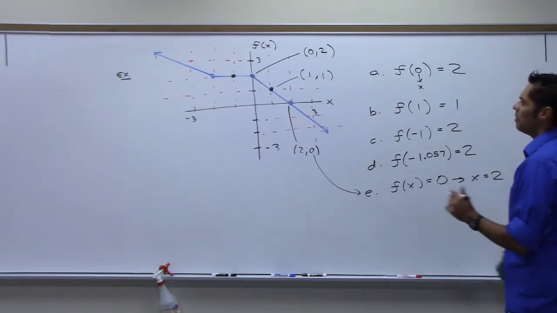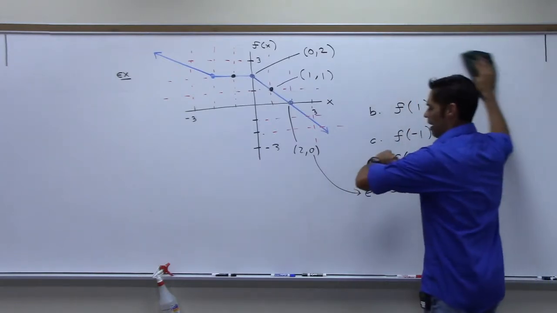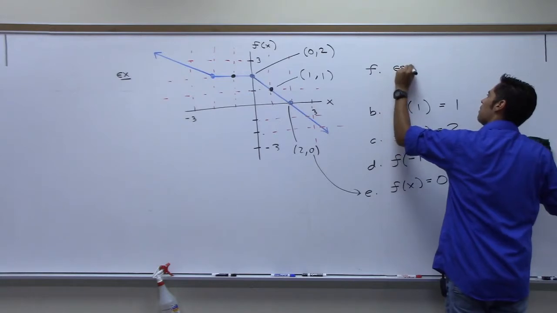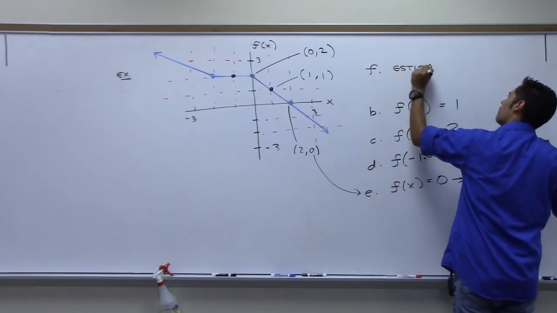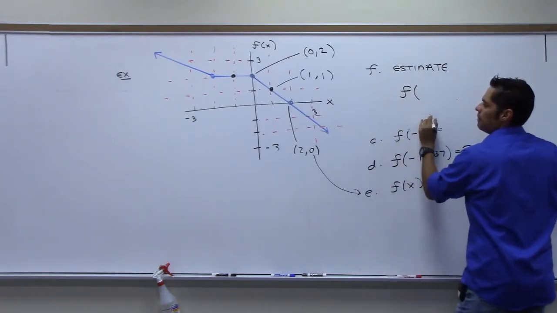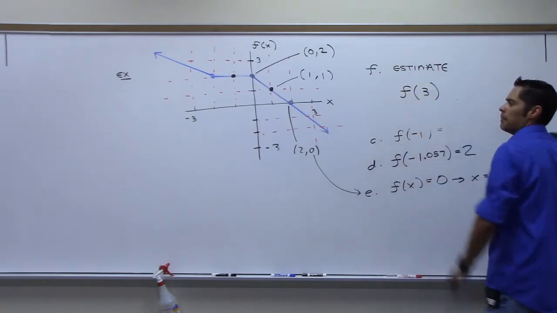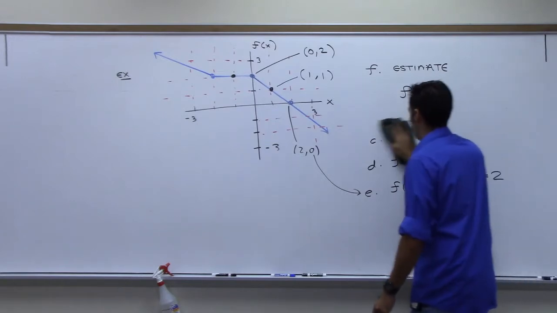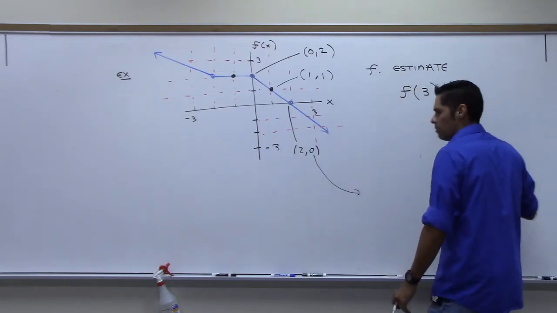All right, how about this one? Last one. F. Estimate f of 3. Right, if you know what it is, and this is just too easy, don't just hold off for a second. I want to call on somebody.